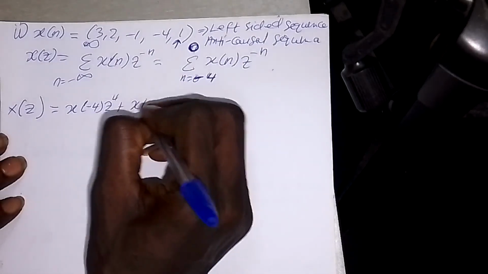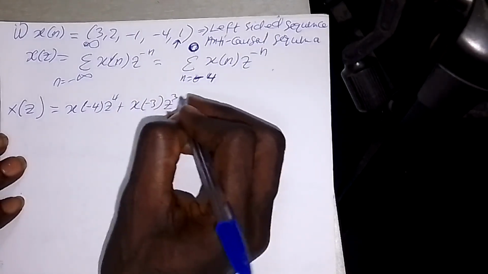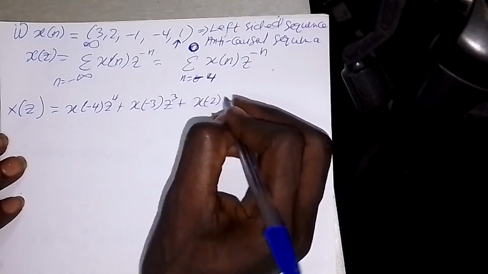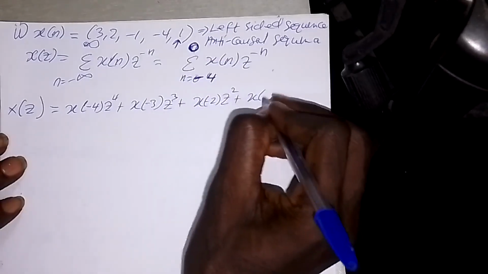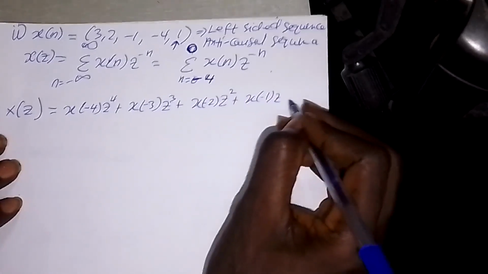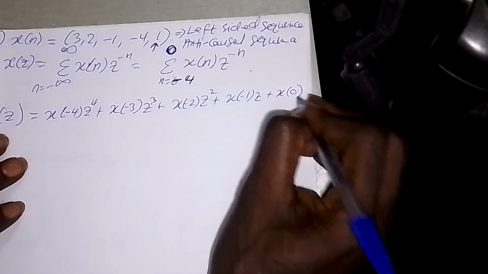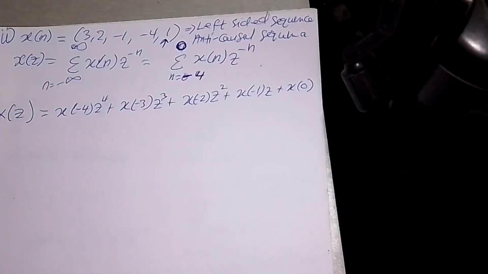Plus x of minus 3. So it will be minus of minus 3, which will be 3. So plus x of minus 2 into z squared, plus x of minus 1 into z, plus x of 0. Okay, so basically this is going to be our sequence in the Z transform.